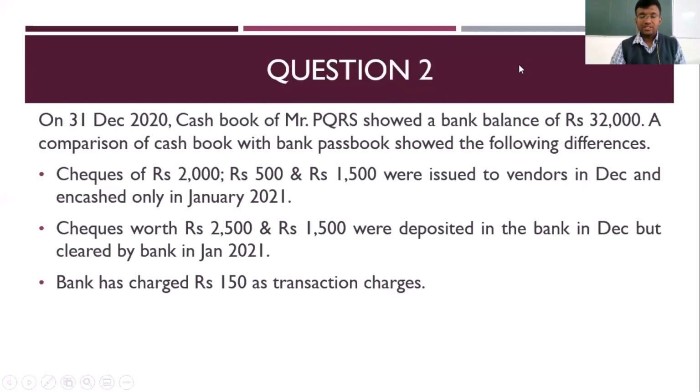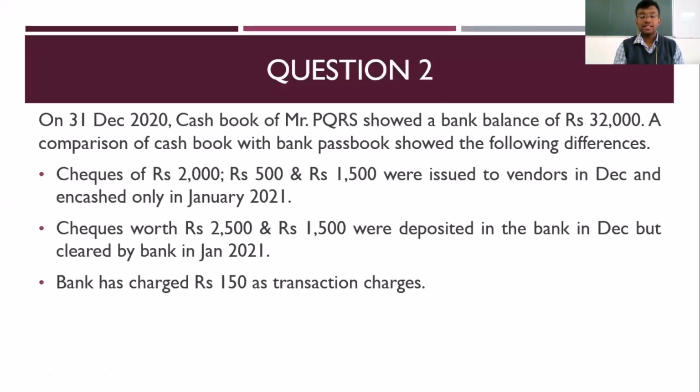Let us look at another question for the preparation of the BRS. And the question goes like this. On 31st December 2020, the cash book of Mr. PQRS showed a bank balance of 32,000. A comparison of cash book with the bank book showed the following differences, and they've given us around 3 transactions. So based on these 3 transactions, we will have to prepare the BRS.